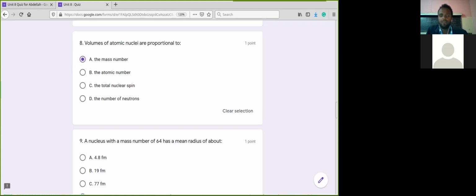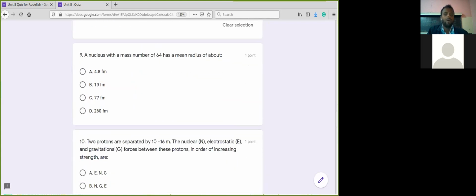Question number 9. A nucleus with a mass number of 64 has a mean radius about... use the previous formula.